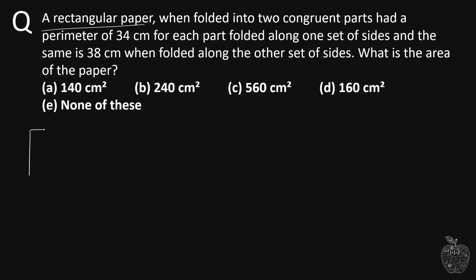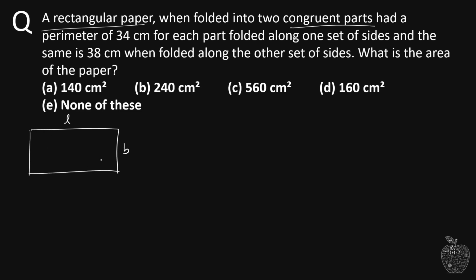So let's say this is the rectangular paper, this is the length, and this is the breadth, right? A rectangular paper when folded into two congruent parts. Now what does congruent part mean? It means same parts, similar parts, or identical parts. So the paper is folded into two equal parts, had a perimeter of 34 centimeter for each part folded along one set of sides.